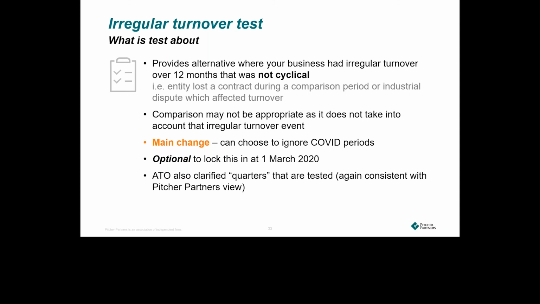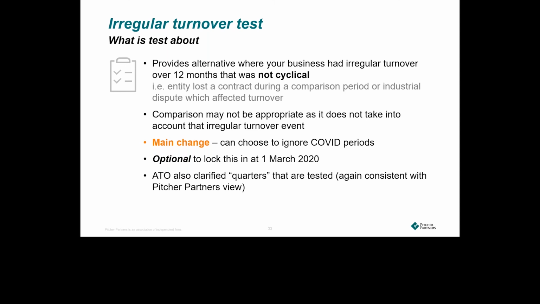And the main change that we want to highlight is similar to the substantial increase in turnover tests. We effectively allow a test immediately before our test periods, so that's starting on 1 July or 1 September, or use the pre-COVID period, which is immediately before 1 March. So we've actually got two options available to us.